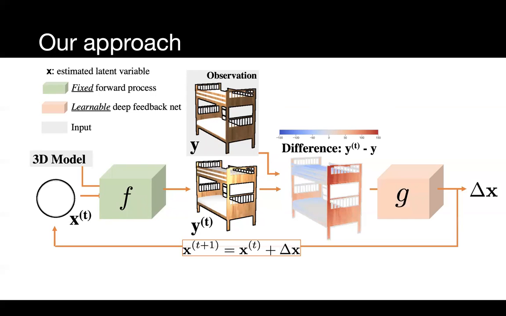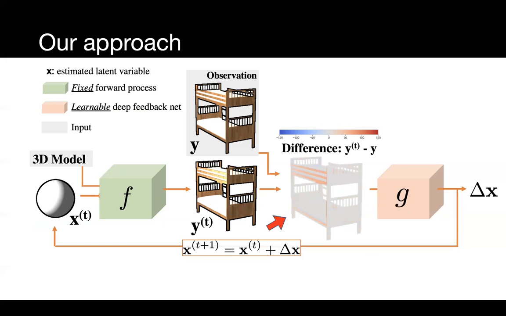We feed this difference image into the feedback network, and the network outputs an update on the current estimation. As you can see, the network indeed moves the light source to the top. We run the forward process and get a new rendered image. The difference becomes smaller. Our model then follows the same pipeline and updates the estimation again.